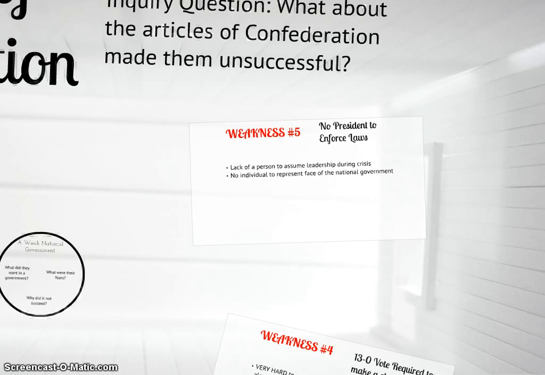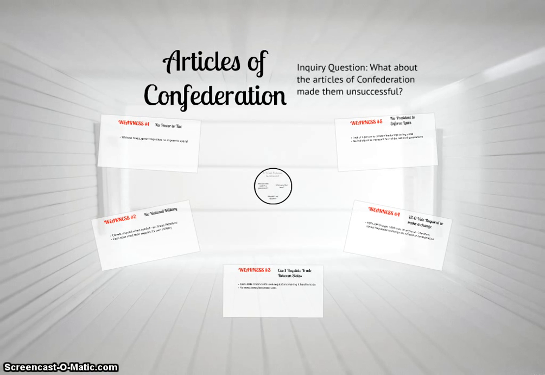So as you come tomorrow to class, be prepared to think a little deeper about these weaknesses. You're going to discuss what would have been some possible solutions to these weaknesses. So think through that. We see these 5 weaknesses. There are also some others. There was no national court system, no national control over trade whatsoever, like I had mentioned.